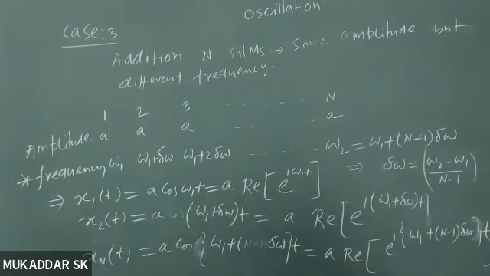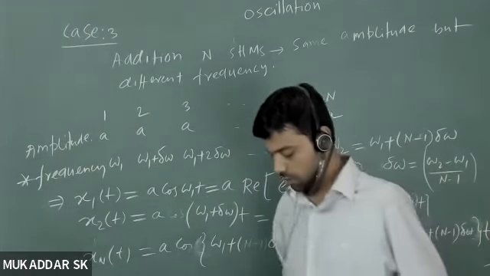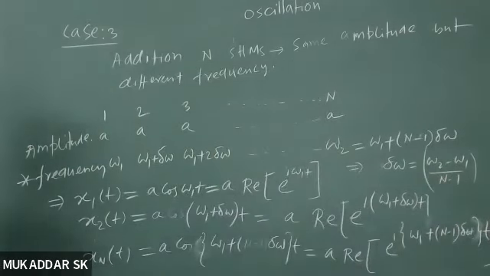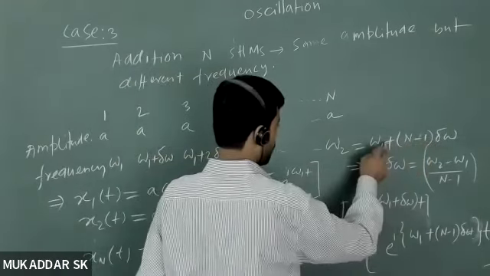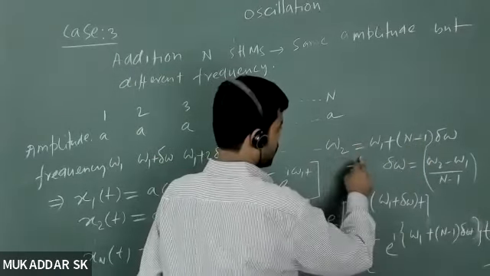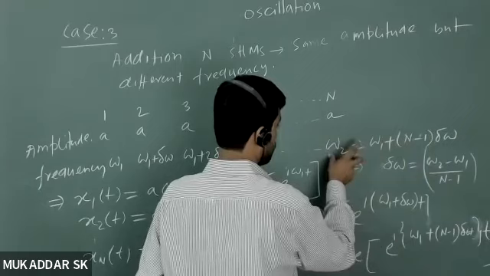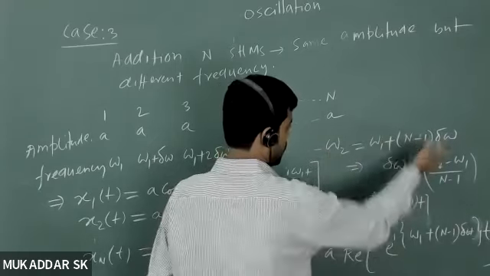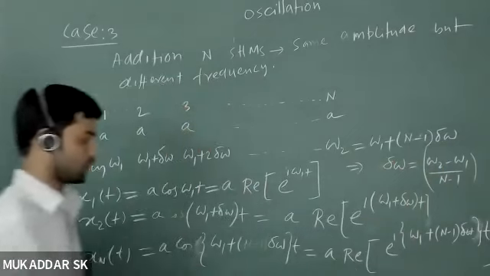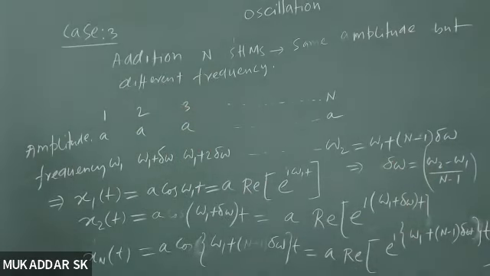Now if they superimpose, then what will be the outcome of that superposition? Shall I erase this part? Sir, yes. Delta omega is equal to omega 2 minus omega 1 upon n minus 1. How was this written? Just simplify it: bring omega 1 to this side, it becomes omega 2 minus omega 1, then divide by n minus 1, and you will get delta omega. Okay, sir. Shall I erase now? Yes, sir.